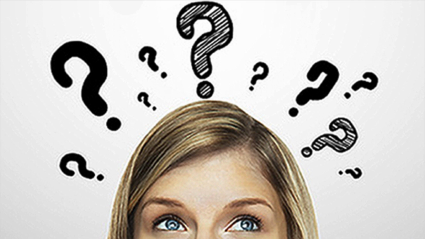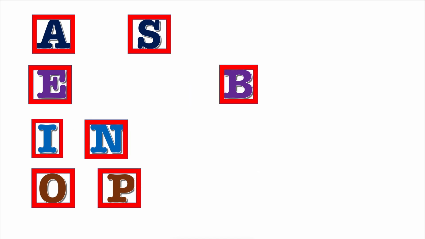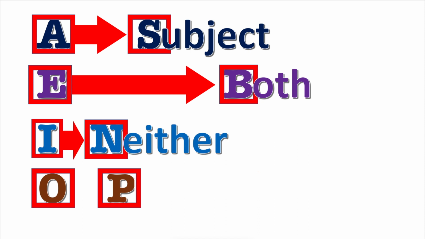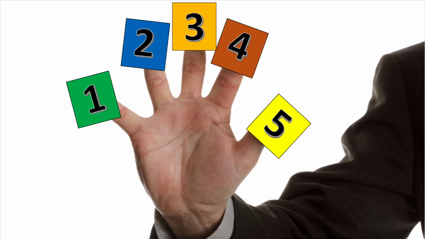Remember this memory aid, it'll help you. Any student earning B's is not on probation. This helps you remember because the first letters in the words suggest the terms distributed by the 4 kinds of propositions, A, E, I, and O propositions. Let's get right into these 5 rules.